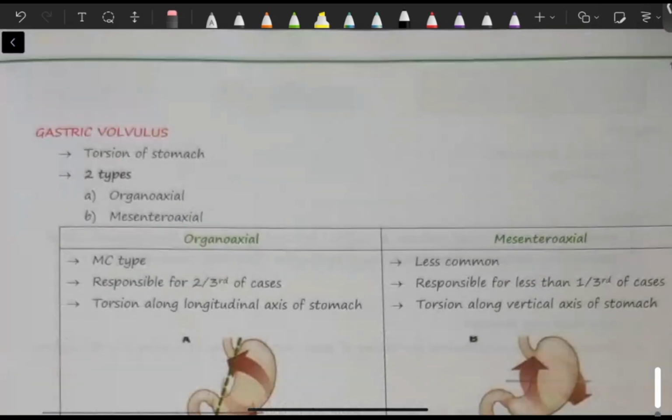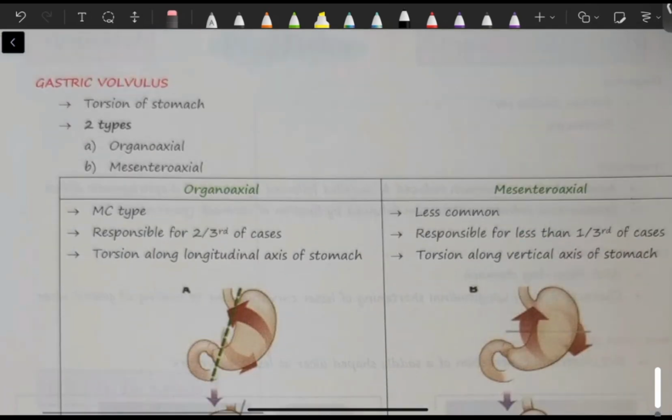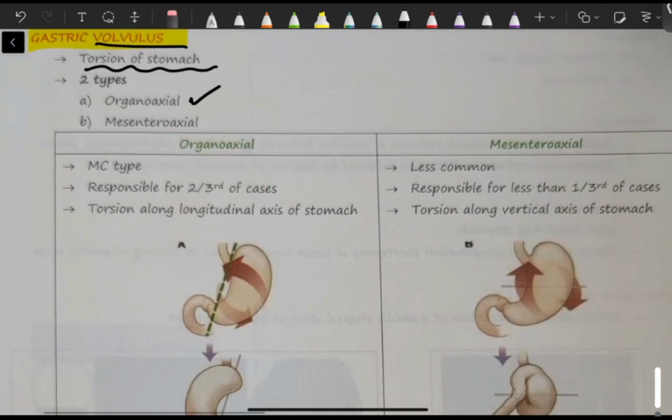Okay, so this was about bezoars and trichobezoar. And there is one more condition of the stomach called gastric volvulus, which is nothing but circling of the stomach, one around the other, what we call twisting on itself, that is nothing but volvulus. Okay, so there is a torsion of the stomach and it can be of two types. One is organoaxial, the other one is mesenteroaxial.